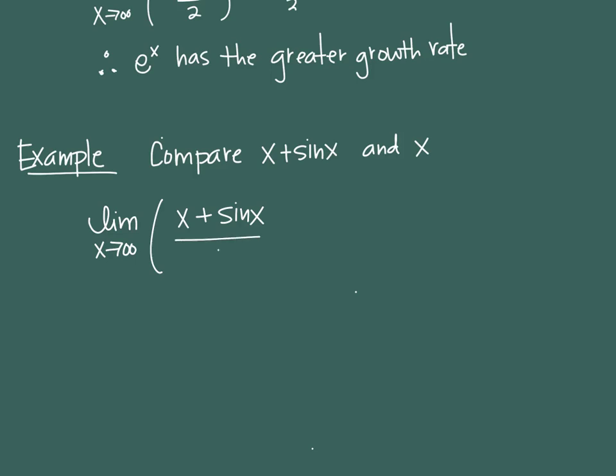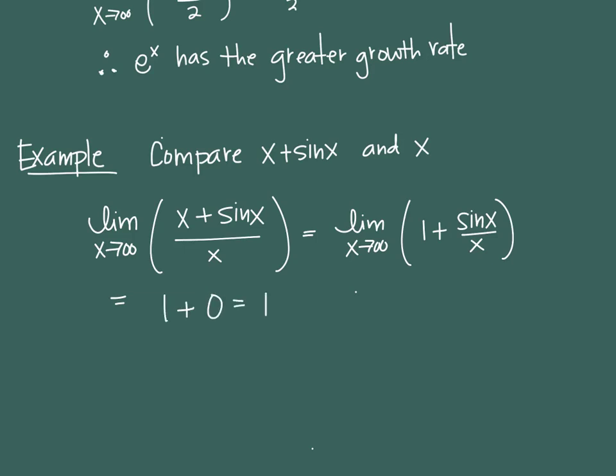X plus sine of x over x. I don't want to plug infinity in necessarily to this. I'd rather do some algebra first, which would be divide by the highest power of x. So I end up with 1 plus the sine of x over x. The limit of sine of x over x as x approaches infinity is 0. So 1 plus 0 is 1, which gives me an actual limit value.